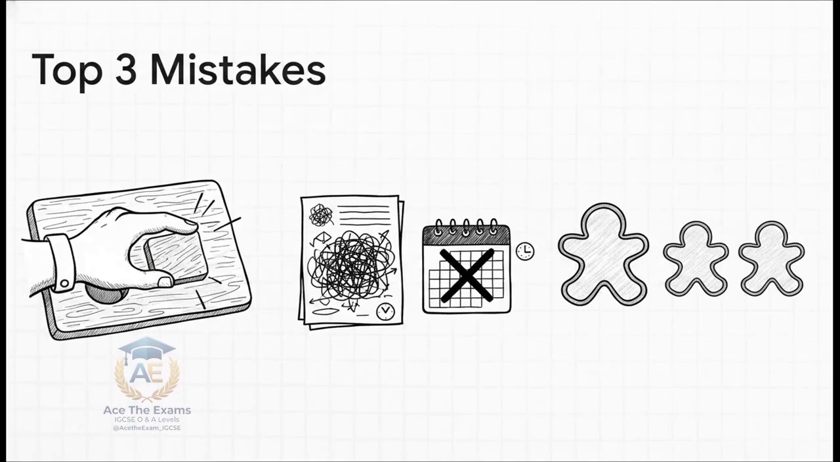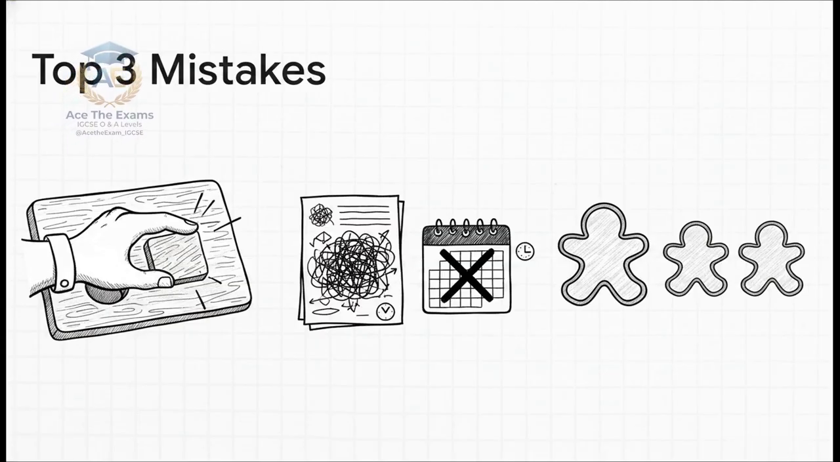Trap number 1. Wrong approach for context. This classic mistake happens when you apply a standard textbook formula to a uniquely nuanced scenario. For example, treating a trade discount as a cash discount in the books of prime entry. You must read the specific terms of trade given in the prompt.